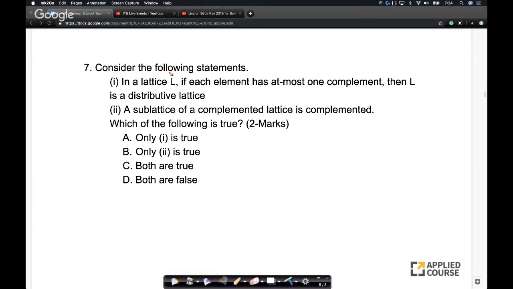Consider the following statements. In a lattice L, if each element has at most one complement, we know what a complement is, right? An element A and the complement of A: if I take the OR of both of them, I should get 1, and the AND of an element A and its complement should get 0. If you've forgotten what a complement is, then L is a distributive lattice. Okay, so let's see if this is true.